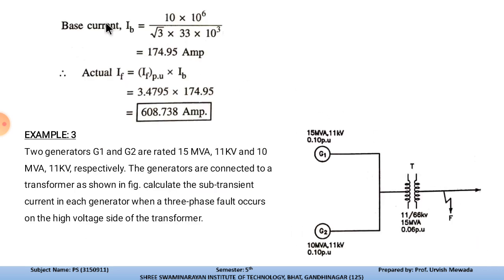And then after, the base current IB is given by the equation root 3 VI cos phi.